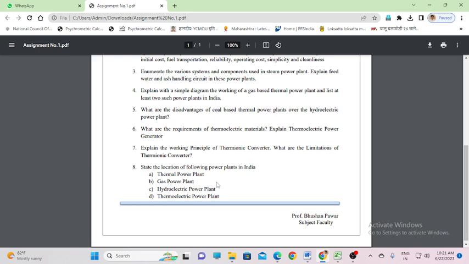Question number 8. State the location of the following power plants in India: thermal power plant, gas power plant, hydroelectric power plant, thermoelectric power plant. As I said, while writing the location of the power plant in India, write the area in which the plant is constructed, the tehsil, district and the state.